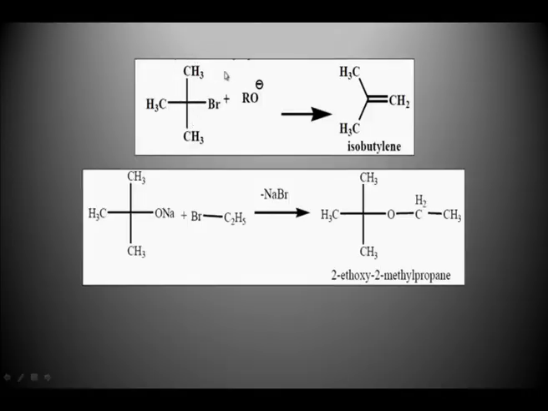For example, here one example is given: tertiary butyl bromide, when it is treated with the alkoxide ion. Here, instead of substitution reaction, it gives an elimination product, isobutylene, as the major product in this reaction. Here, if in place of the bromide you take the alkoxide ion, like sodium tertiary butoxide, when it is treated with ethyl bromide, we will get 2-ethoxy 2-methyl propane as the product, which is an ether product.